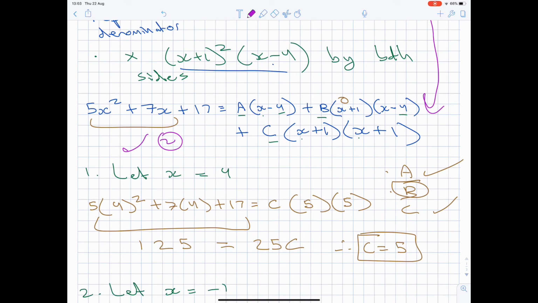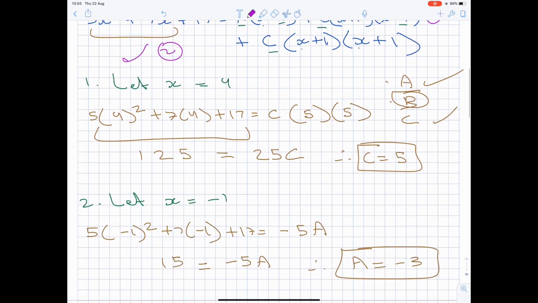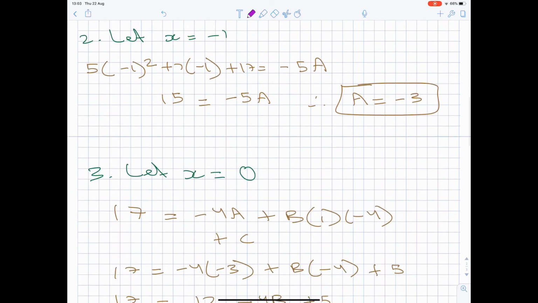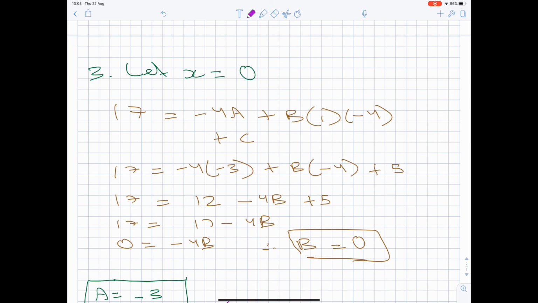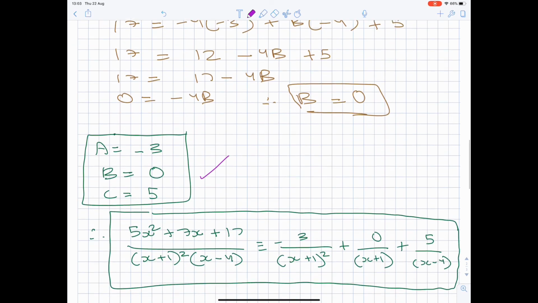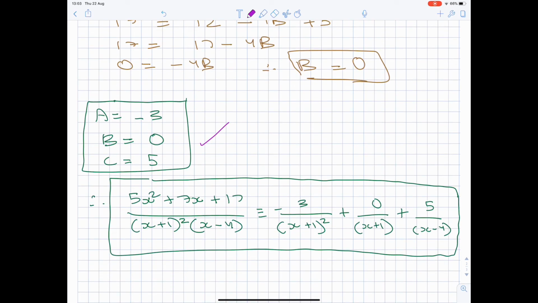The more practice you do with partial fractions, the quicker you'll get, and then the easier it will be to get the 4 marks quicker in the exam. So just to start off with, that's the way I'd fully break down this question and how to do it. So that was partial fractions, and I hope that was helpful.